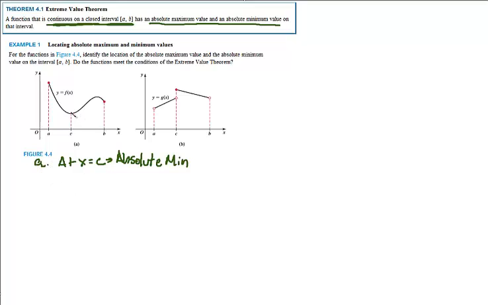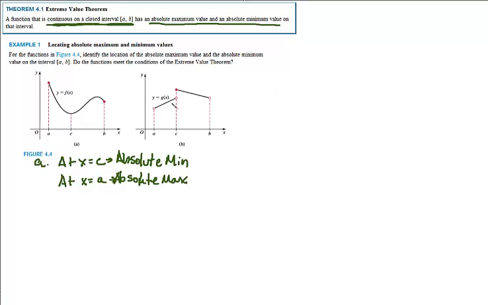Let's see, it looks like I have an absolute max. And these points don't concern me because they're not absolute maxes or mins. Does it meet the criteria? Yes, because it is continuous on a closed interval. Therefore, I knew I had an absolute max and an absolute min.